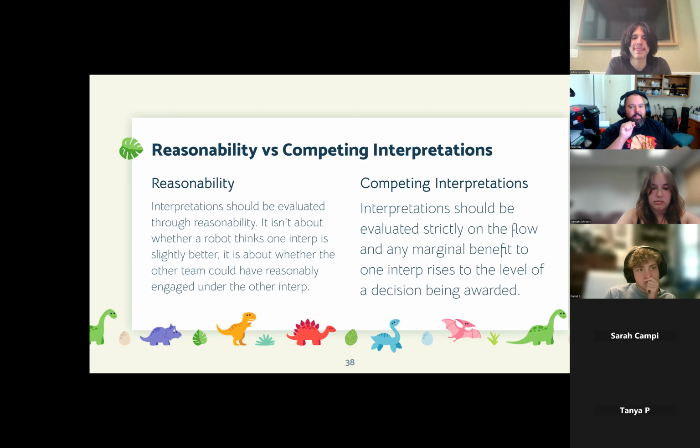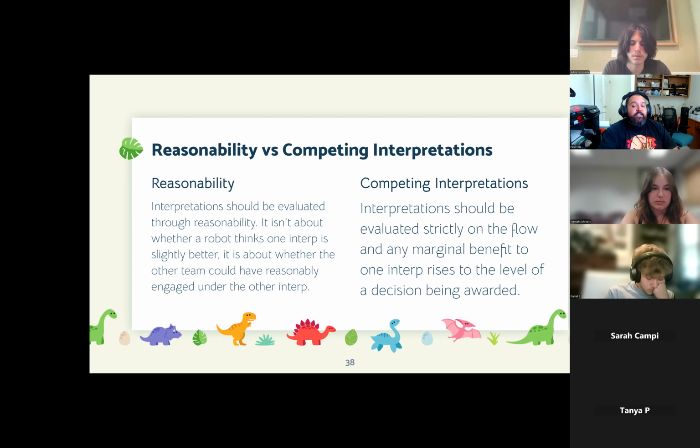Okay. Let's talk about reasonability versus competing interpretations. In theory, you're probably like, well, shouldn't this come earlier or whatever? I think this is most relevant in spec debate, actually. I find that in every other debate of topicality, the judge is almost always going to default to competing interpretations unless you concede reasonability. But in spec, I think there's a great set of arguments that indicate reasonability is the only way to evaluate spec. So reasonability says that interpretation should be evaluated through reasonability. It isn't about whether a robot thinks one interp is slightly better. It's about whether the other team could have reasonably engaged under the other interpretation.